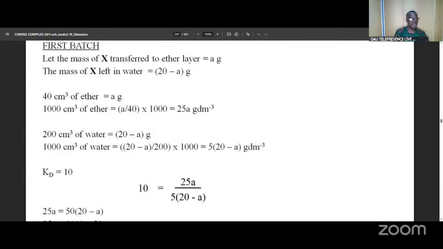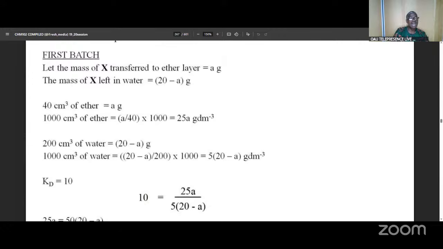Now, let's do the same calculation that we did. We say let the mass of X transferred to the ether layer be A, and then the mass of X left in water will be 20 minus A grams. Now, let's use the first volume, which is 40 cm cube of ether. If 40 cm cube of ether contains A grams, then 1000 cm cube of ether will be equal to A over 40 times 1000, giving us 25A gram per dm cube.